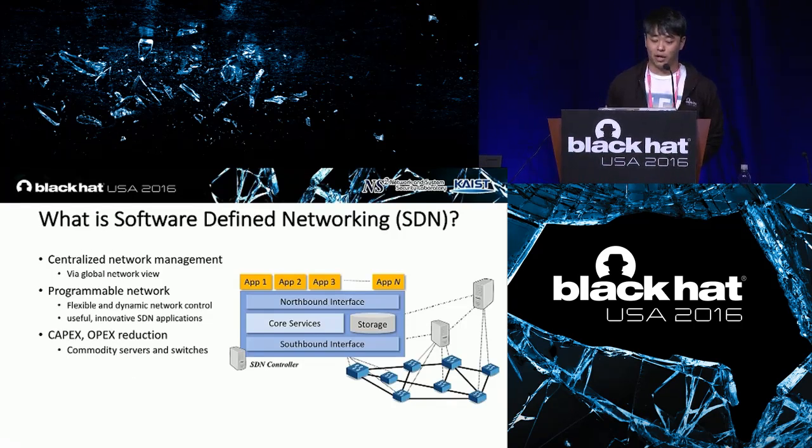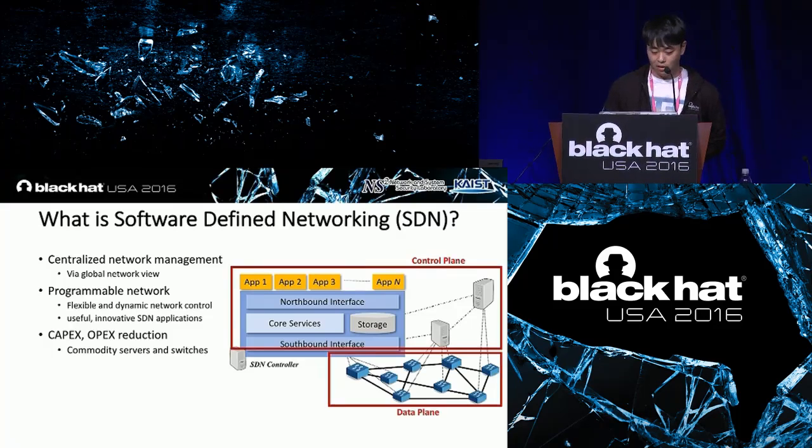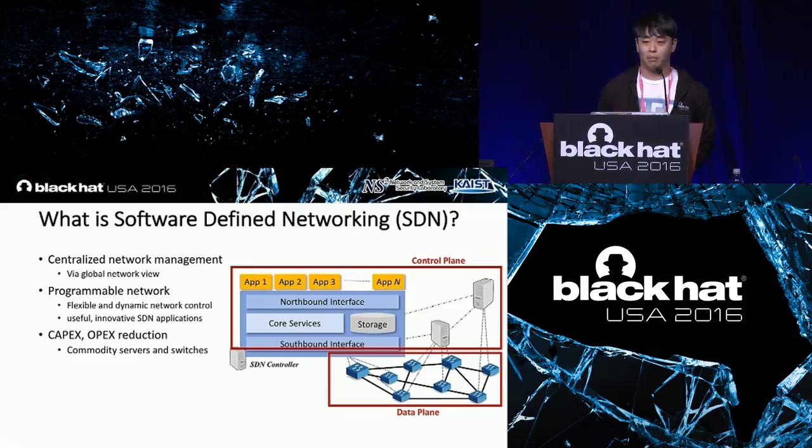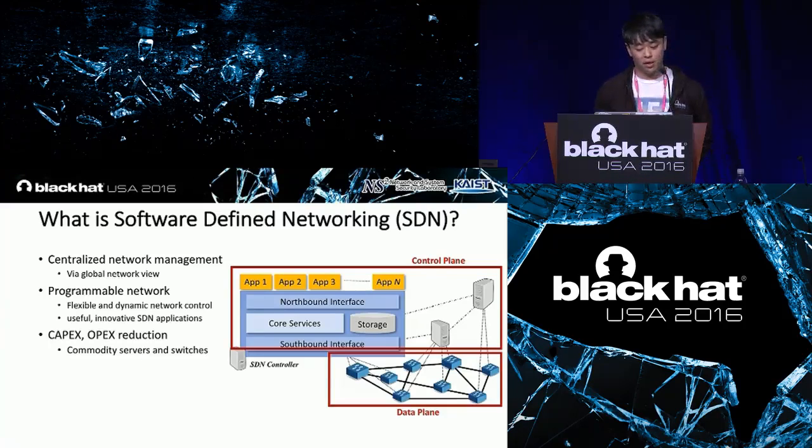Here we have an example SDN architecture, and as you can see, the control plane is decoupled from the network devices. The SDN controller manages the entire network in a centralized manner. SDN controllers can easily provide and maintain a global network view. Also, these SDN controllers implement northbound APIs, so anyone can easily develop useful and innovative network services or functions by simply writing SDN applications. Another advantage of SDN is that it is possible to build a network with commodity servers and switches, so the cost can be significantly reduced.